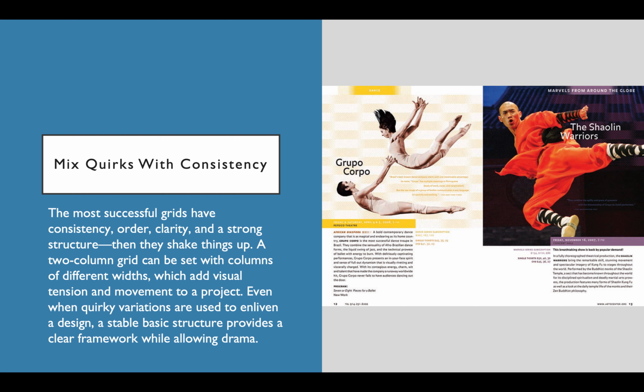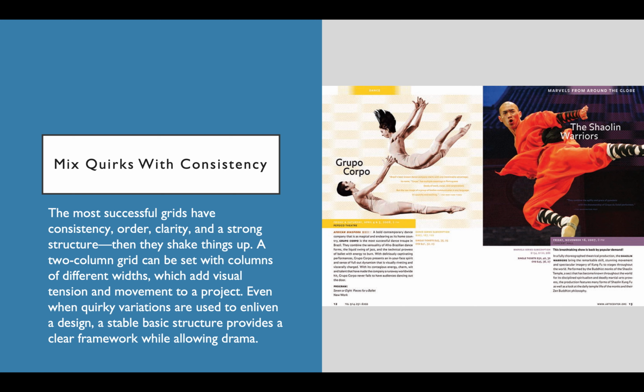So consistency is what allows the reader to not have to read in granular detail everything inside of your text. But if things are too consistent, they feel dead. They don't feel like there's a dynamic movement throughout the page. So, as the writer points out here, Beth Tondreau points out, the most successful grids have consistency, order, clarity, and a strong structure. Then they shake things up.